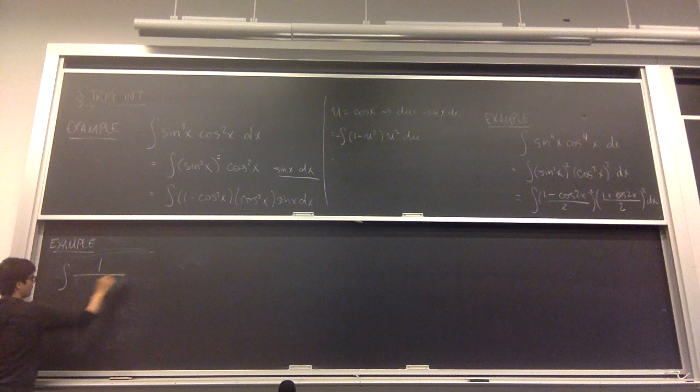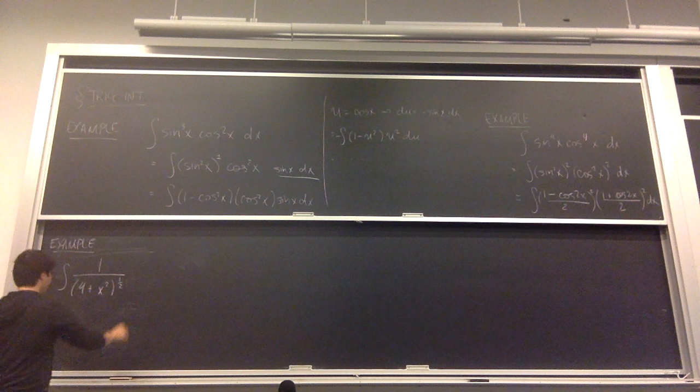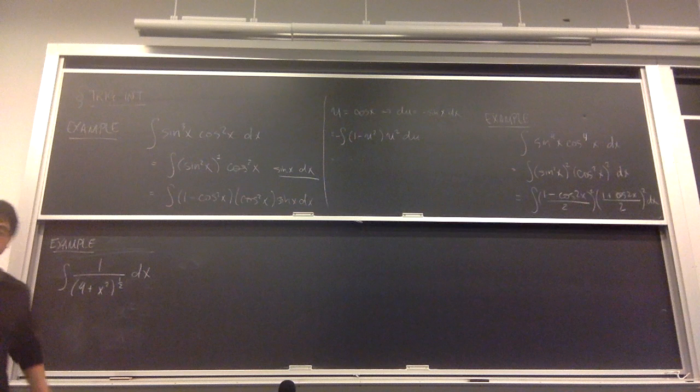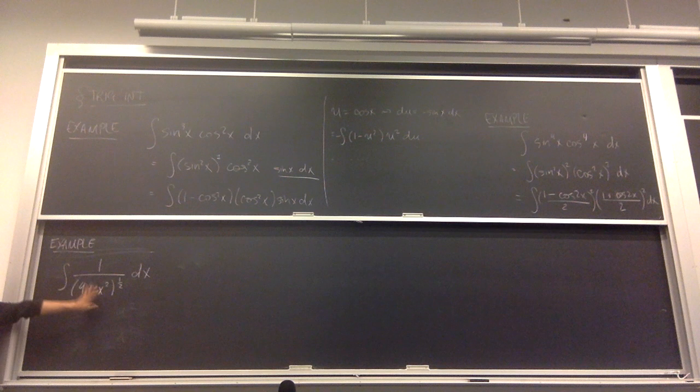The integral of one over four plus x squared, to the one half, dx. Okay, so what's our reference triangle? We found the form. When you see an integral and you see a sum of squares, alarm bells should be going off. Perhaps a trig substitution is the thing I should be using.